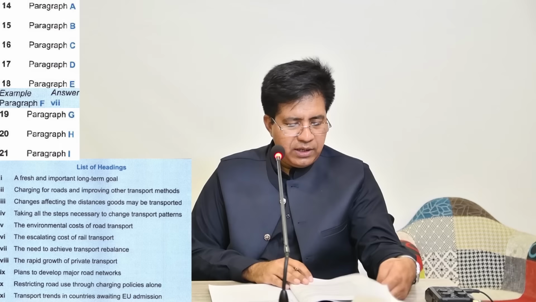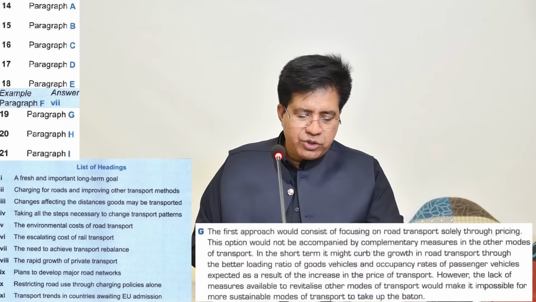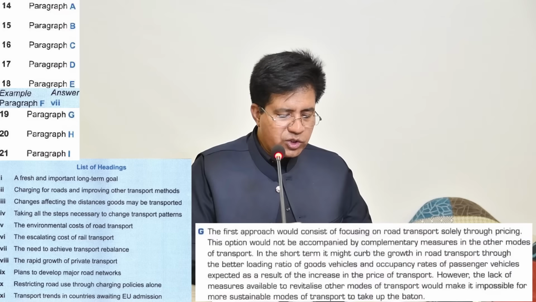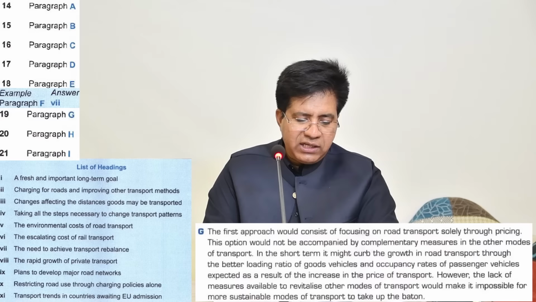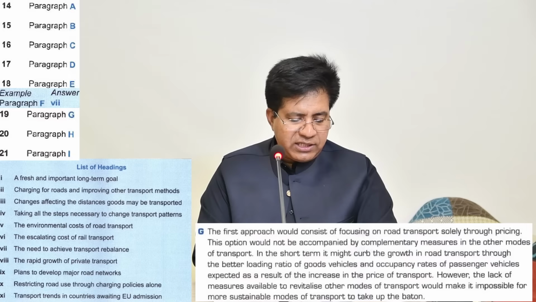All right, let's go on. Next we have F, will not do. Why not? Because they used it in the example. Now please come to G. The first approach would consist of focusing on... when they say first approach, second approach, third approach, last approach, what does that mean? They've got a variety of ways. So let's go on through pricing. I'm reading paragraph G, the third line. In the short term, it might curb the growth in road transport through the better loading ratio of goods vehicles and occupancy rate of passenger vehicles. Now, read this carefully. Expected as a result of the increase in the price of transport.